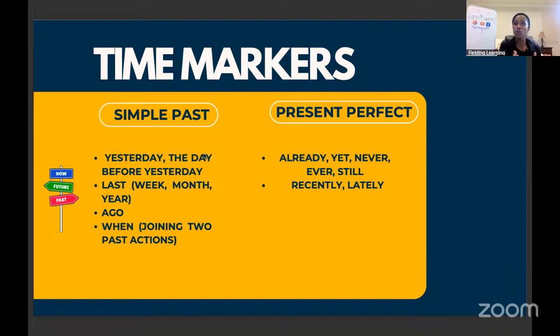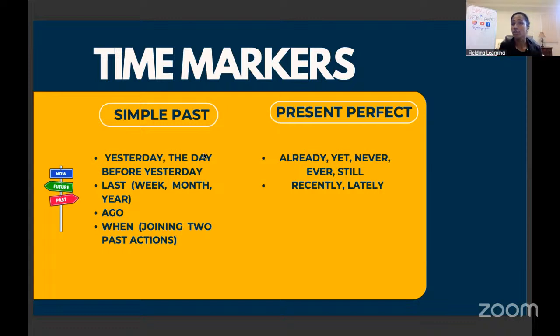As you can see, to form a phrase in the simple past, you are going to use some keywords, all right? So that we call time markers. So yesterday, because you know when the action happened. So you're gonna say yesterday, the day before yesterday, last week, last month, last year. So you know when the action happened. Because you know when is like joining two past actions.